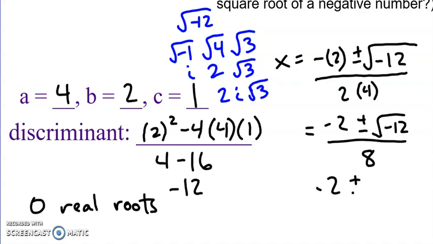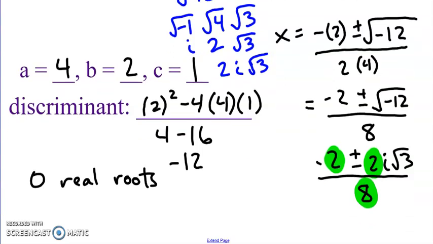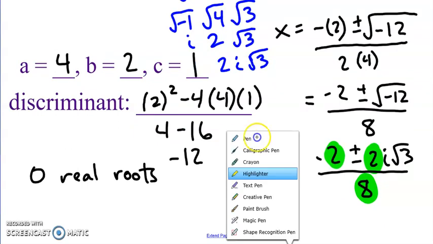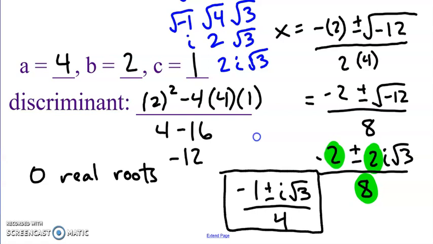Okay, so I get negative 2 plus or minus 2i root 3 all over 8. And remember, the only way we can simplify this fraction here is if the coefficient of our radical there and our first constant number there can both simplify with our denominator. They're all even numbers, so we can divide all of them by 2. So we end up with negative 1 plus or minus 1i root 3 all over 4. So there's an example with 2 complex roots.